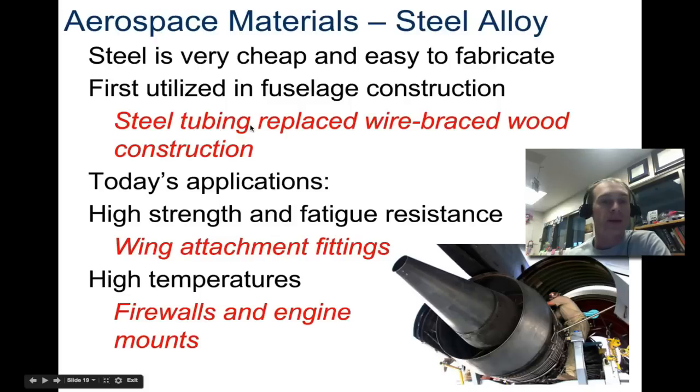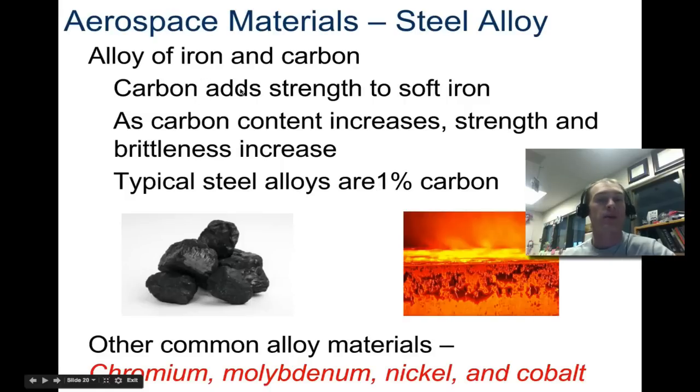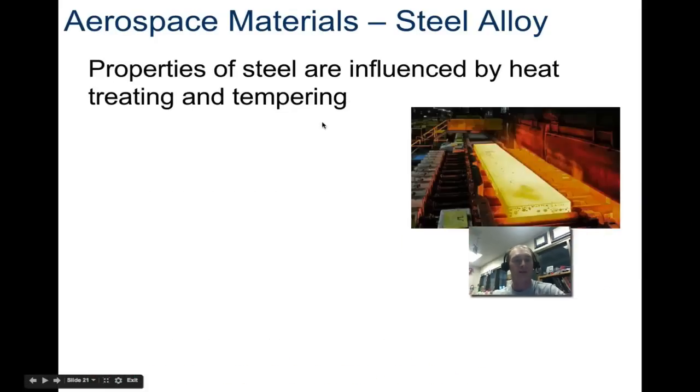Steel, moving on, is very cheap and easy to fabricate, and it's first utilized in fuselage construction. The steel tubing replaced the wooden wire brace constructions, and now today they use it for high strength and fatigue resistance. It's for wing attachments, anything where you need something that's extremely strong. Steel alloys would be with iron and carbon. So carbon is going to add strength to your soft iron, but it also adds brittleness. So typical steel alloys have 1% carbon. And some other common alloys include chromium, molybdenum, nickel, cobalt. These are just different alloys that may be mixed in with it.